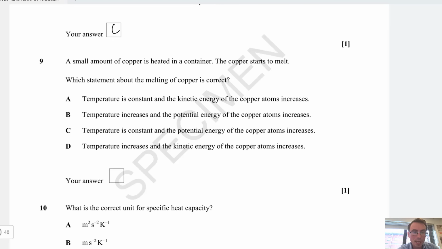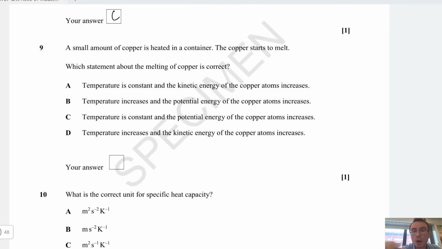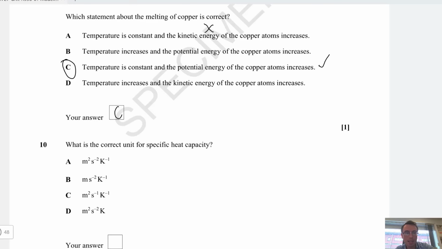Okay, question 9. A small amount of copper is heated in a container. The copper starts to melt. Which statement about the melting of the copper is correct? So the temperature is constant during melting, so we know it's either going to be A or C. If the temperature is constant, the kinetic energy cannot increase. However, the potential energy does increase. Correct answer is C yet again.